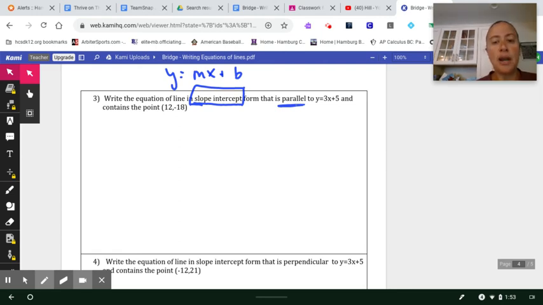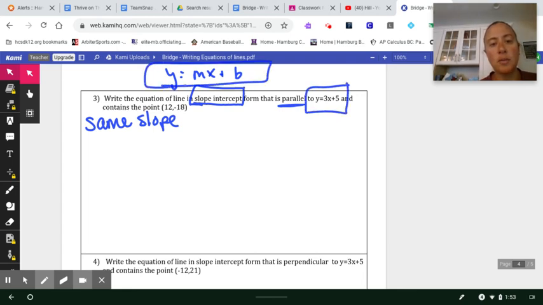All right, so let's start with the word parallel. Parallel means you want the same slope. So can you just look at this function and say what the slope is? Well, of course, because it's in y-intercept form, the slope is the number in front of the x. So I want a slope of 3, and I want to pass through the point 12, negative 18.